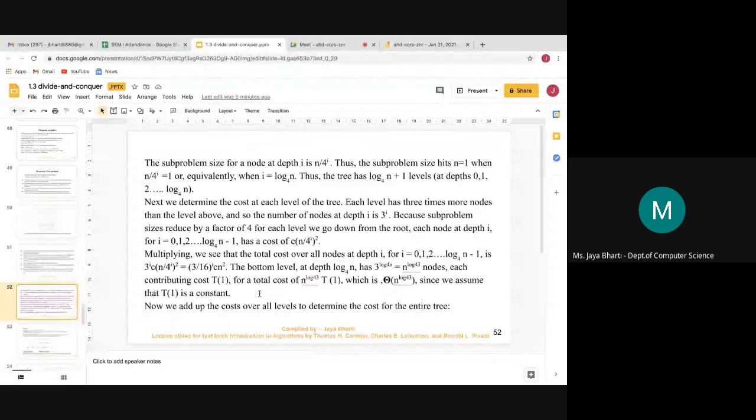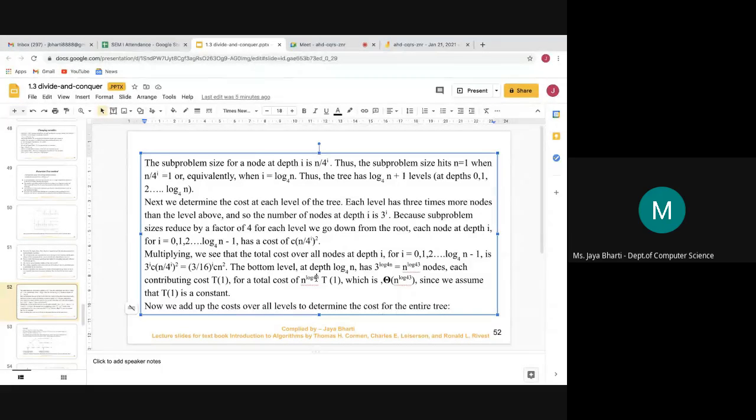So that's why we get the total cost like this. Oh, it is not log base 3 of 4, it is log base 4 of 3. 4 is the base. Because it is constant only, it will be theta of n to the power log 3 base 4, since we assume that T of 1 is constant time.